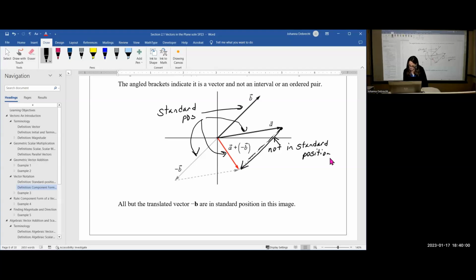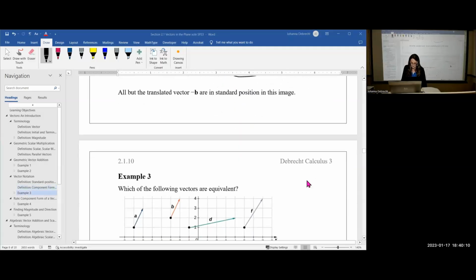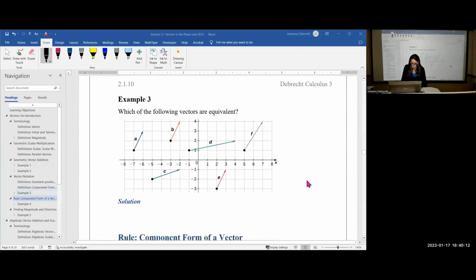This guy is also going to be in standard position. And this one down here is not, right? And that's because the initial point, again, is over here, which is not the origin. So it's a vector, it's just not in standard position. So let's take a look at this example. Which of these vectors are the same vector? Again, position doesn't matter. It's just length and direction that matters.